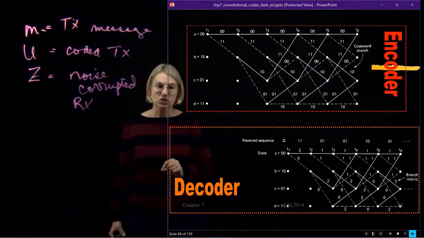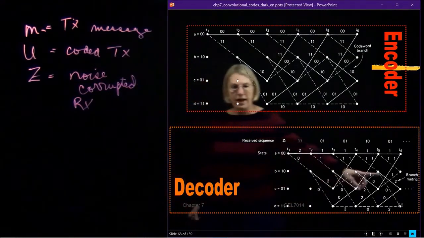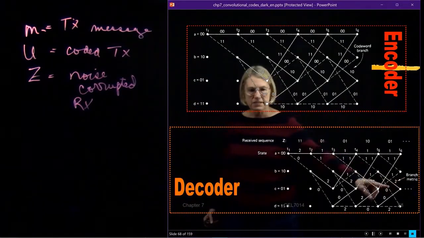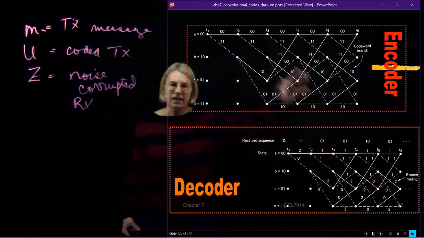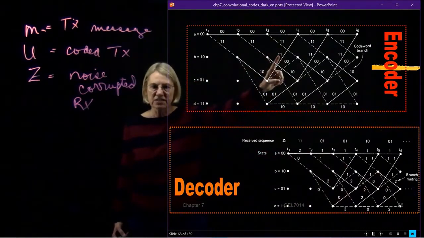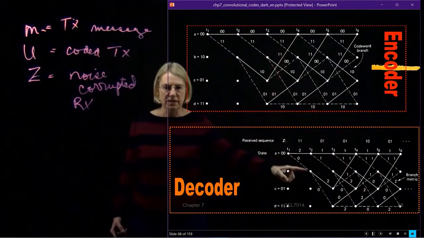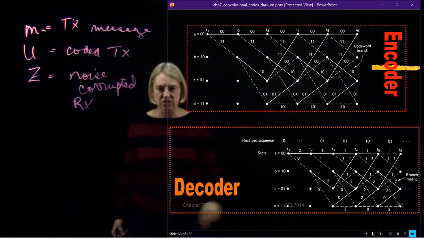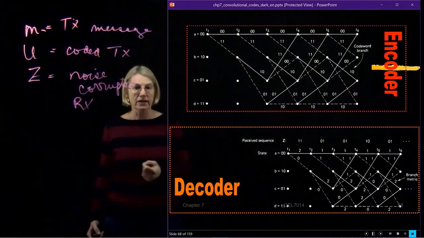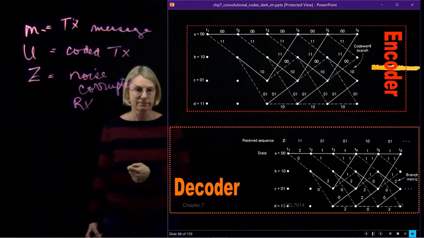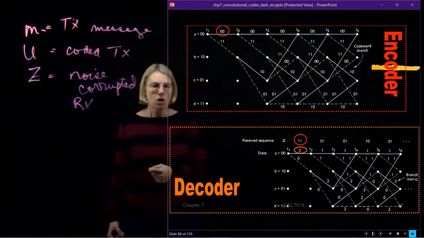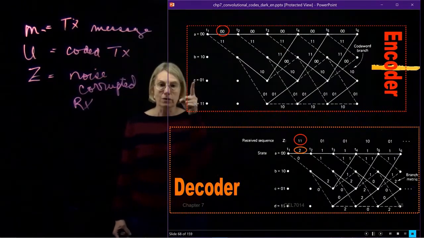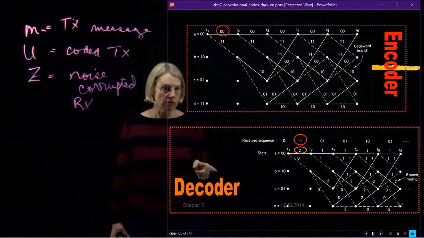We'll see that in order to do that, we're going to create these branch metrics, which are going to be written next to these valid transitions. So in the encoder, the valid transitions contain code words, and in the decoder, the valid transitions will now have a branch metric that we'll be calculating. So how do we calculate what that branch metric is? Well, I need the encoder in order to build the decoder.